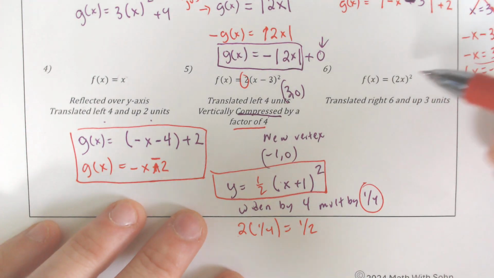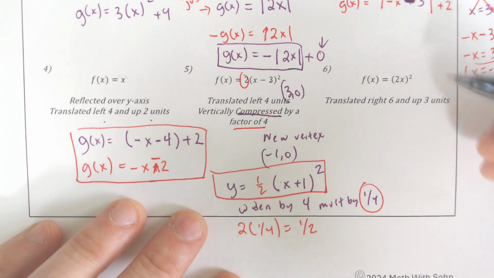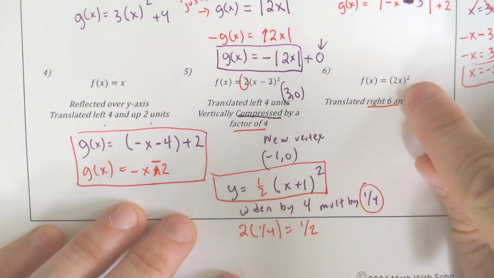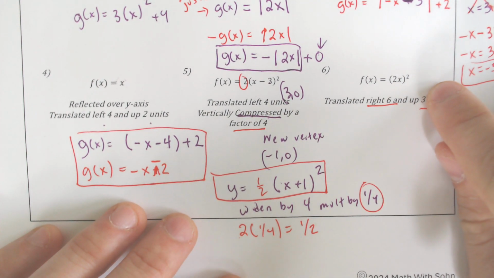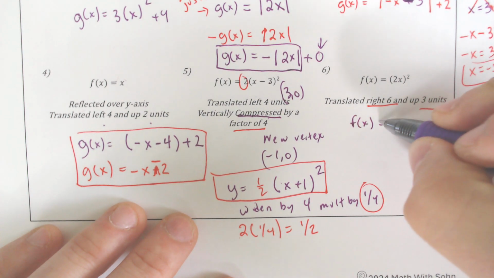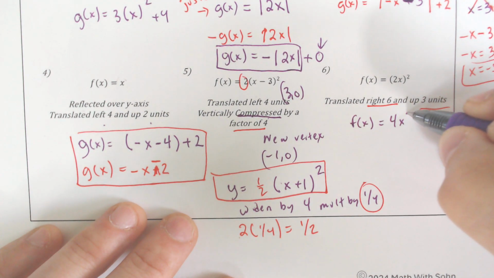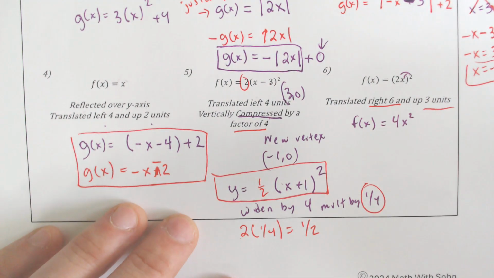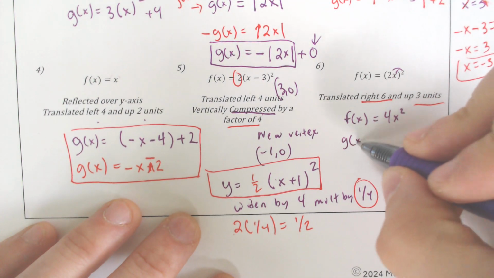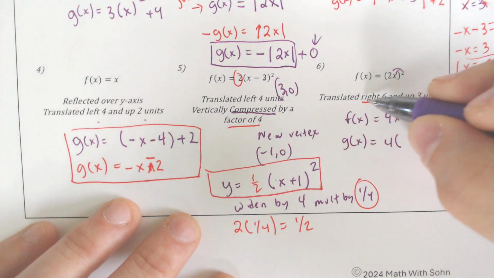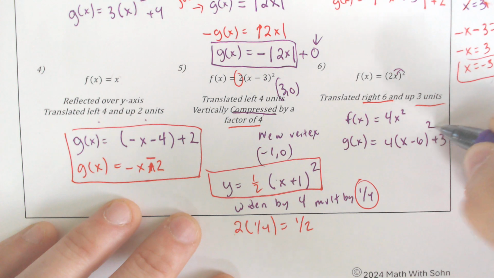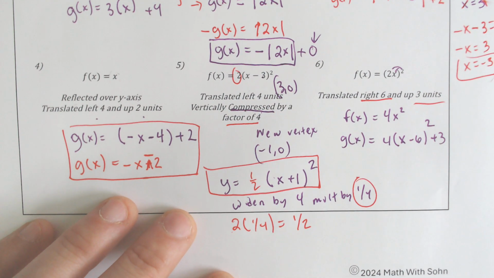All right. Translate to the right by 6 and up by 3. So this one, I want you to be careful with the 2x squared. There are a few different ways we could deal with this. We could first start by recognizing that f of x is really no different than saying 4x squared if you square both of these. Okay? And if you recognize that, then it becomes a lot easier to do g of x, which would be 4. Right by 6 would be x minus 6. Up by 3. And that would be one version of the answer.